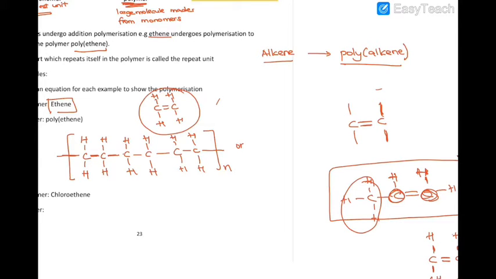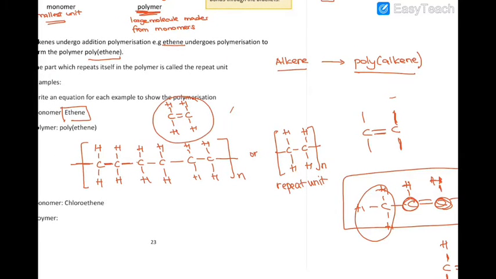Or you can simply draw this here, and this here shows the repeat unit. The repeat unit is the part that's going to repeat itself in the polymer. As you can see here, C, C, H, H, H, H. So this part repeats itself. This is called the repeat unit, and the repeat unit is going to be the monomer.